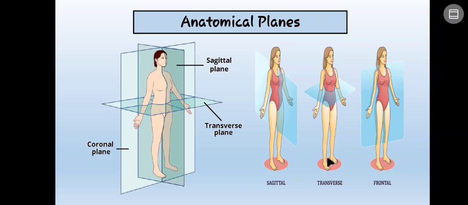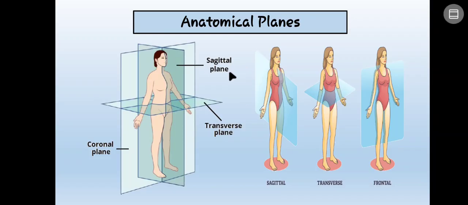The planes are not necessarily supposed to cut through the middle. Okay, we can have a transverse plane going through at this angle, at this side of the body. You can have a transverse plane going through over here. They are imaginary planes. Okay, so in summary, we have three major planes in anatomy and physiology.